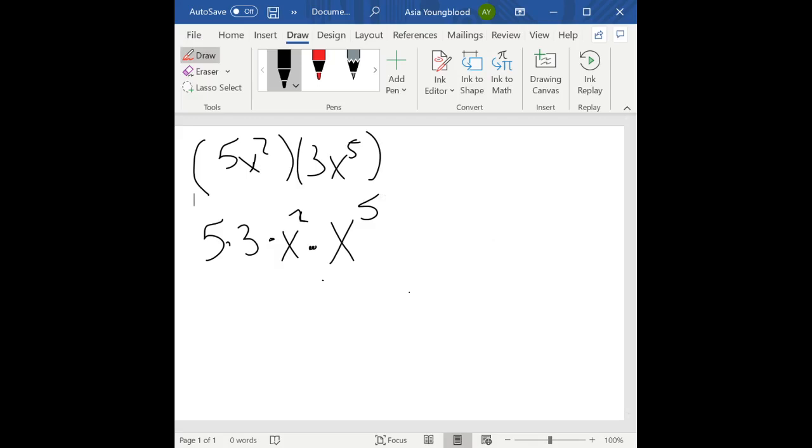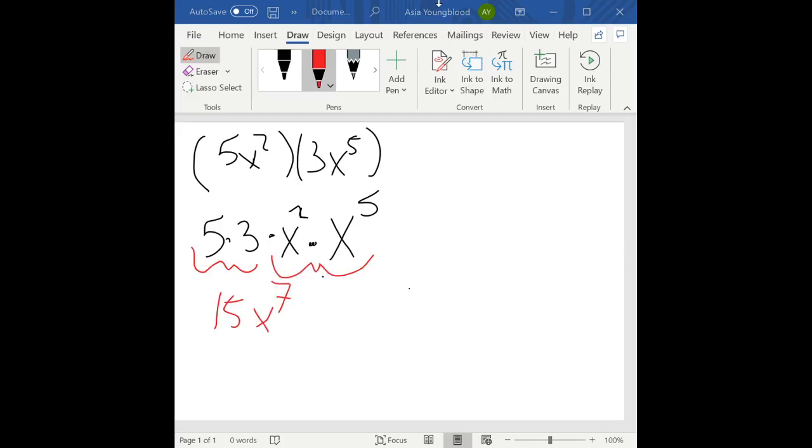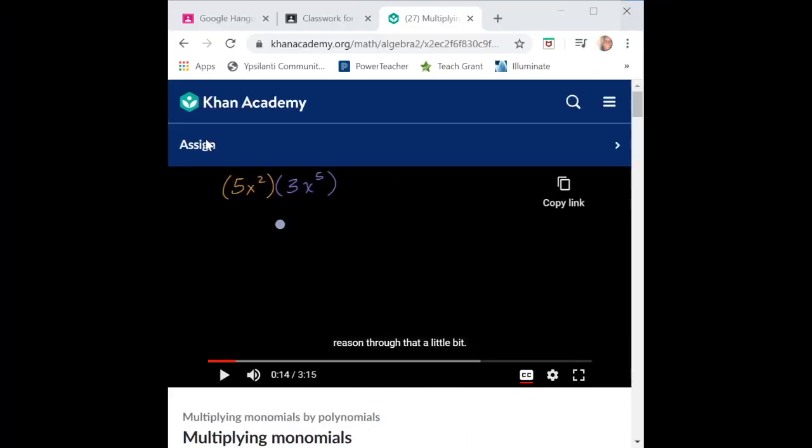Let me pause it and see if any of my students have questions so they can tell me how to go on to the next. So in class, all we did was discuss that we can do 5 times 3, which gets us 15, and then x squared times x to the fifth, add the 2 and the 5, so we get x to the 7. So that's how you would do that first example from the video. Let's look at the next example.